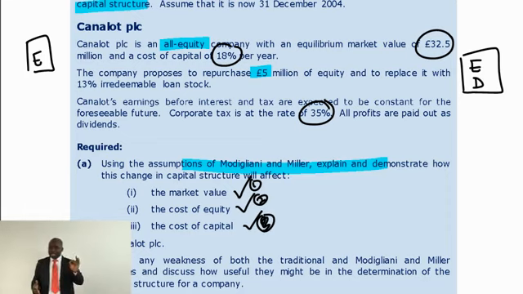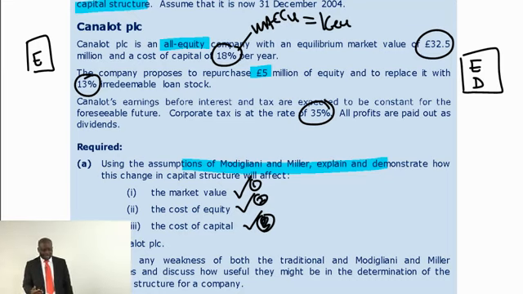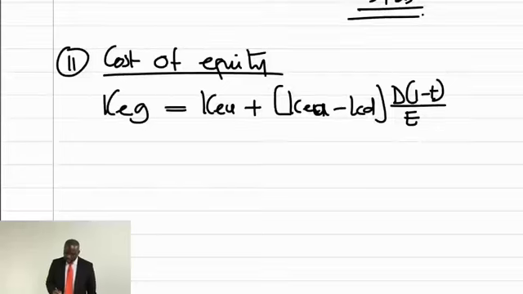Cost of capital is WACC, remember. However, we all learned that where the company is ungeared, its cost of capital, which is the WACC, is the same as its cost of equity. Therefore, if Canalot's WACC ungeared is 18%, then its cost of equity ungeared is also what? 18%. The debt they want to raise is bringing in a cost of what? 13%. Therefore, we can put them in the formulas and then we will be able to calculate that.